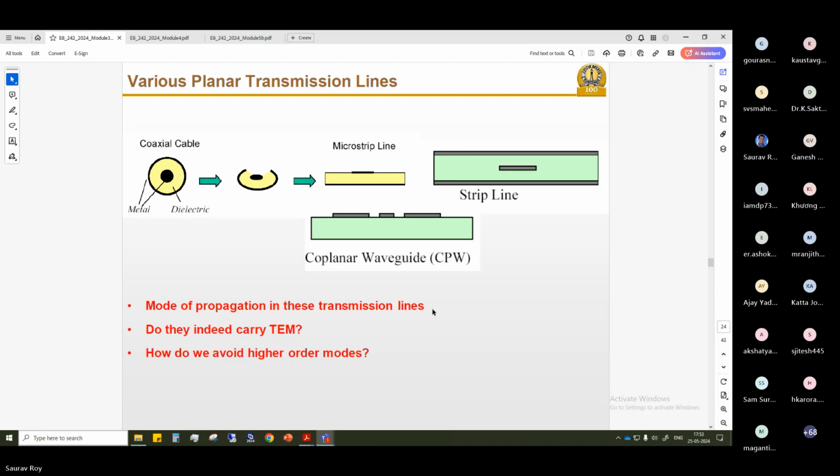Before I start, one thing I must say. These slides are provided by my PhD advisor, Professor K J Vinoy from IISc Bengaluru. I'm grateful to him for the slides. So now going to microstrip line, let's see what is there.